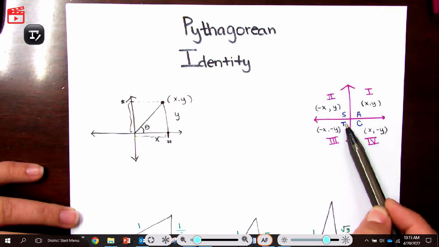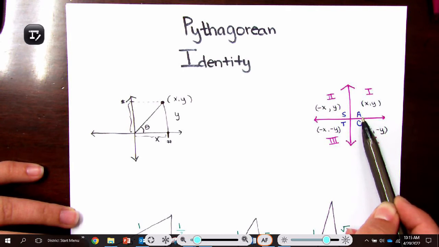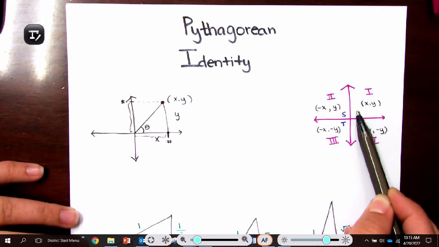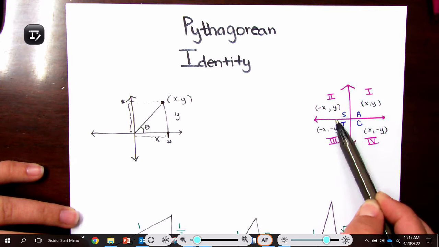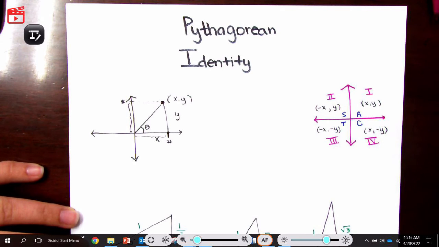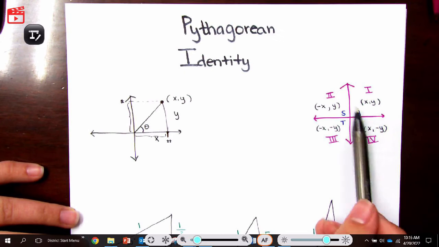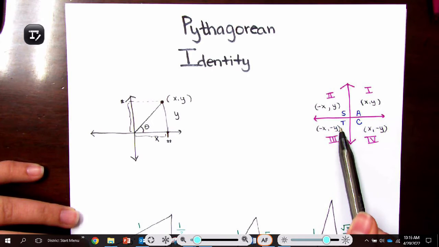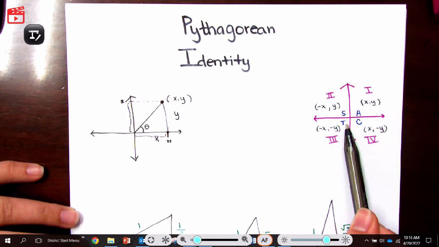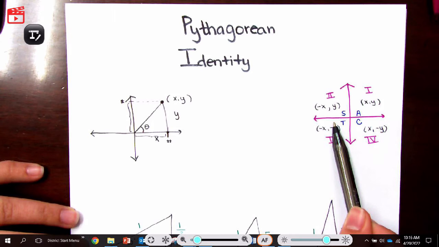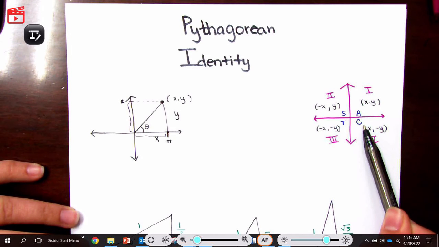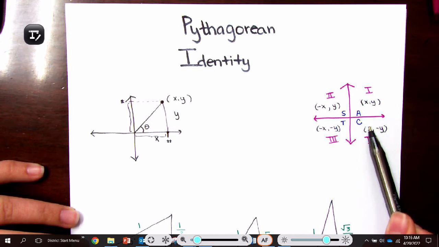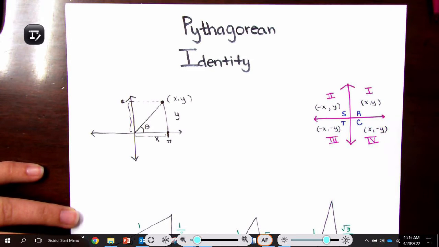All students take calculus. I'm going to do that again, going counterclockwise. A is for all, S is for students, T is for take, and C is for calculus. That represents that all of sine, cosine, tangent are positive in quadrant 1. Sine is the only thing that's positive in quadrant 2. That means tangent and cosine will be negative. Tangent here in quadrant 3 will be the only thing that's positive. Cosine and sine will be negative. And cosine is the only thing positive in quadrant 4. Cosine is positive, sine is negative, and tangent is negative.